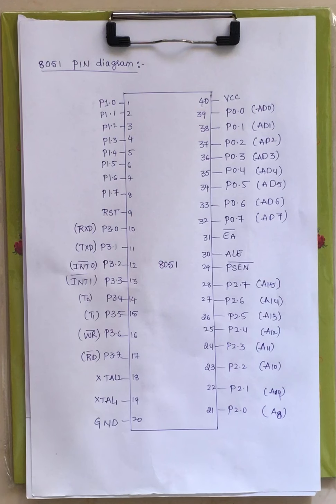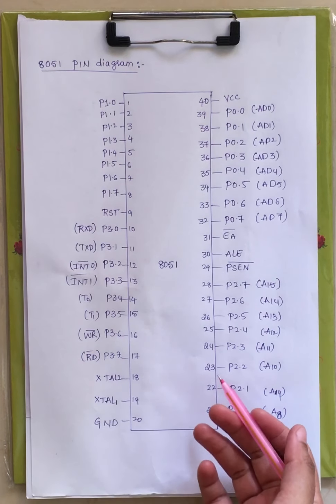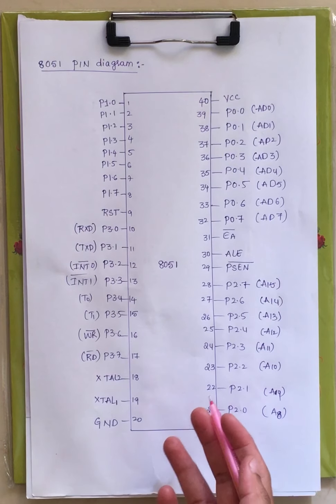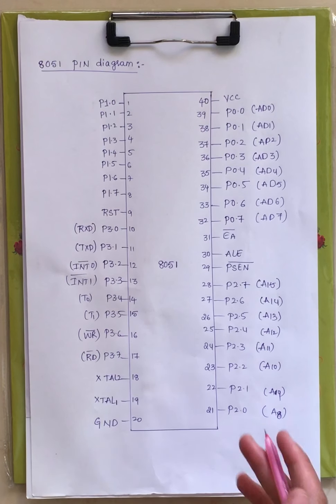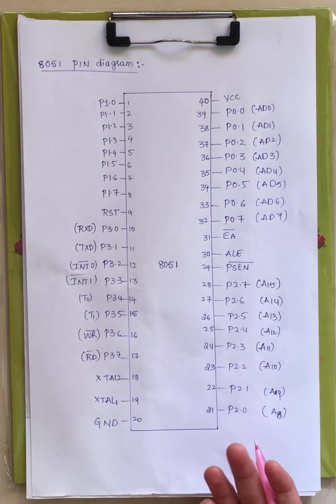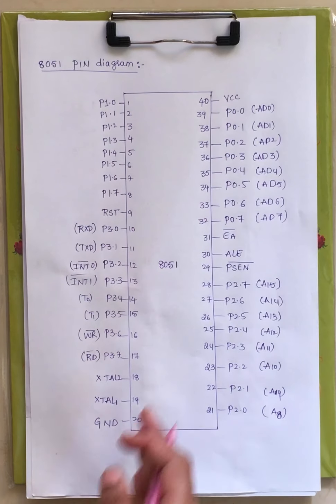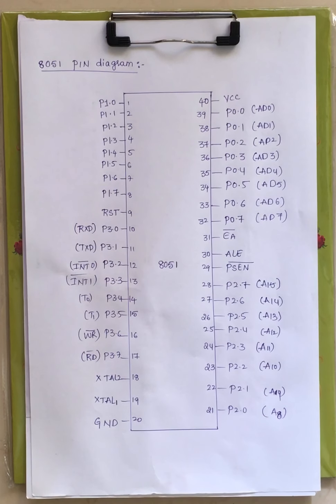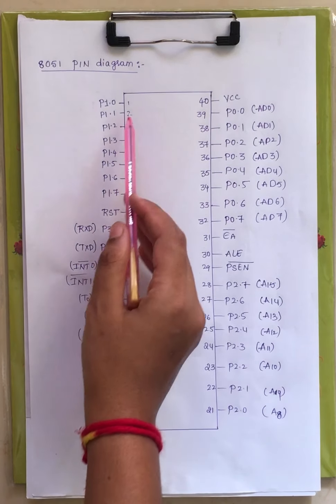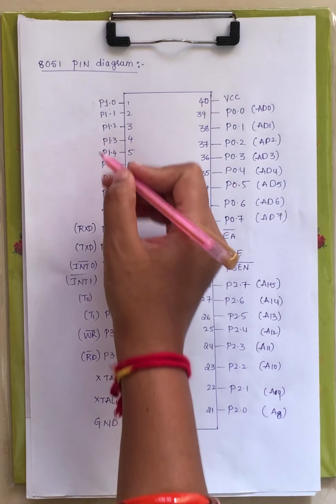Now coming to its pin diagram. This is the 8051 pin diagram, which is a 40 pin IC. 20 pins are allocated on this side and 20 pins on this side. Let us see first the description of pins, later we will see its operation. Coming to the first pin, what is this?